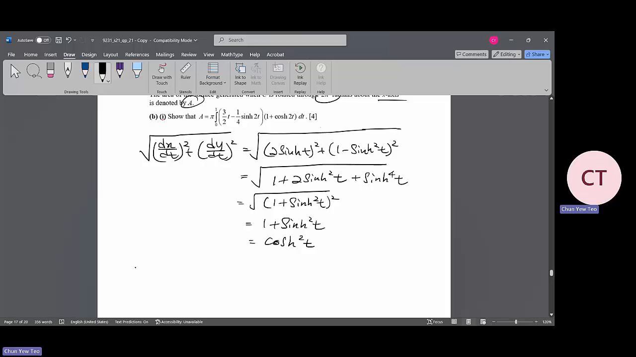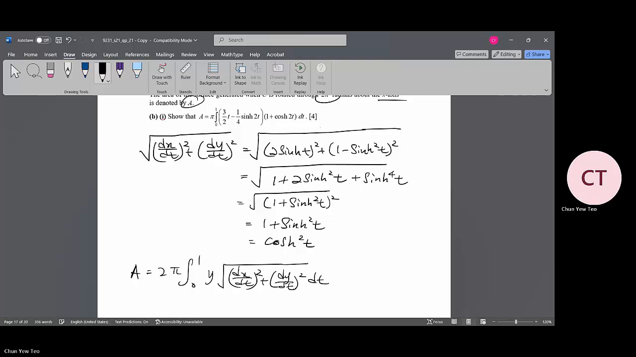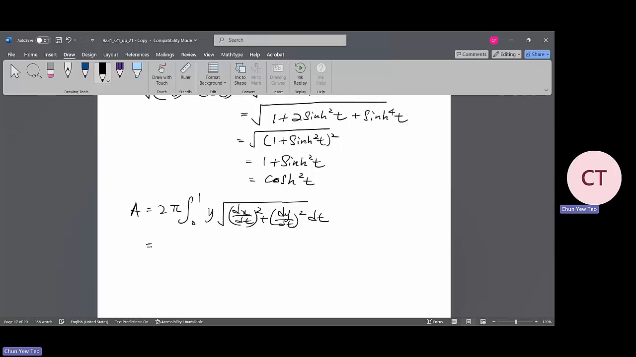Then the surface area formula will be A equals 2 pi integrate from 0 to 1 of y times the square root of dx/dt squared plus dy/dt squared. Okay, so we just need to replace the y. Just now the y is 3 over 2 t minus 1 over 4 sine 2t. This one is cos squared t dt. So just replace it inside here, then you will get this result.